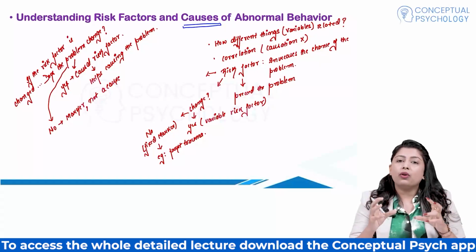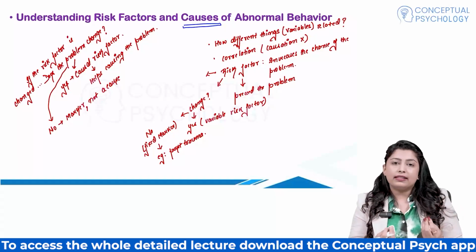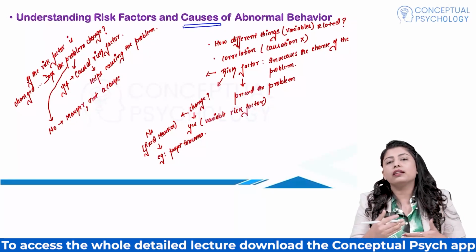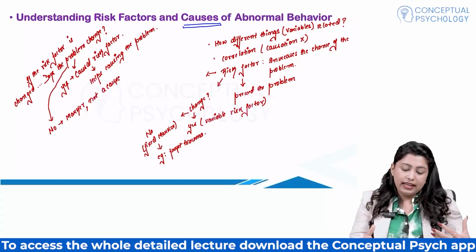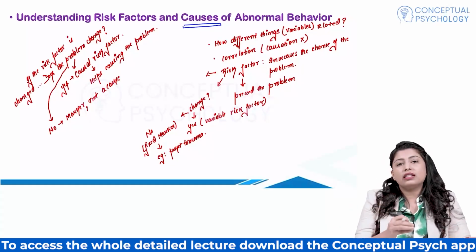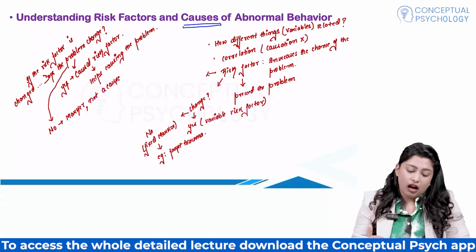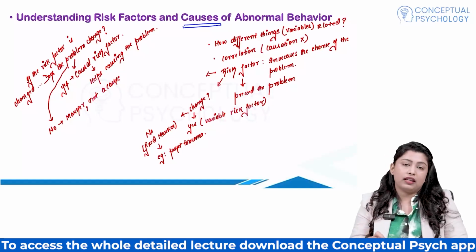Okay, so we are always going to keep this factor in our mindset that it takes multiple factors working together to cause mental health issues. So I gave you a brief about the risk factors and the causes of abnormal behavior. So we are now going to understand causation in abnormal psychology.